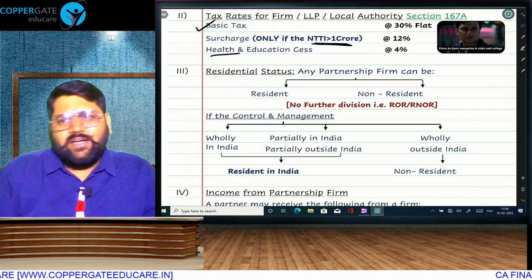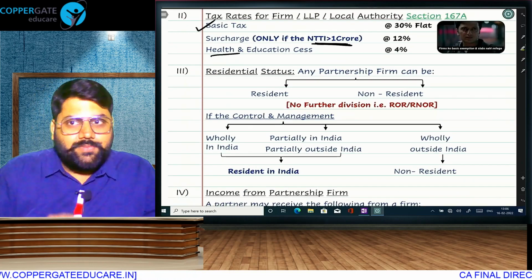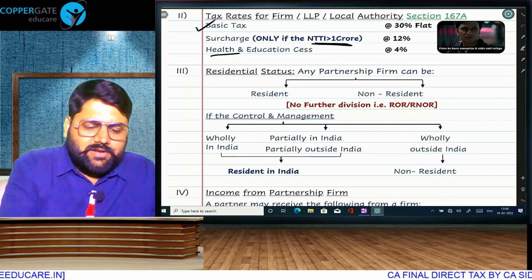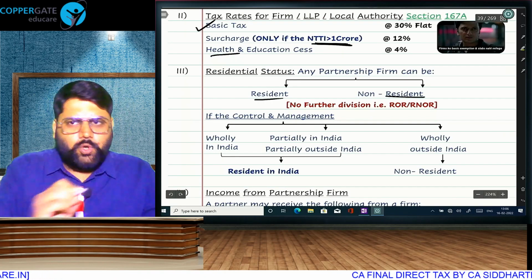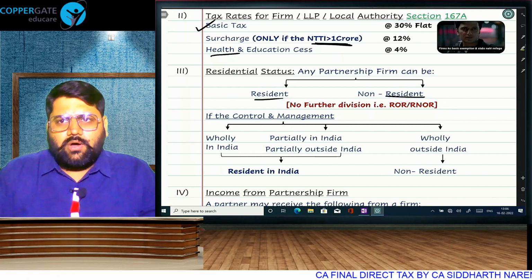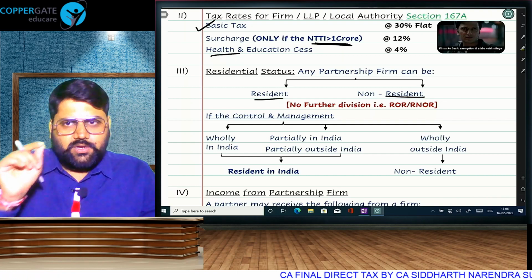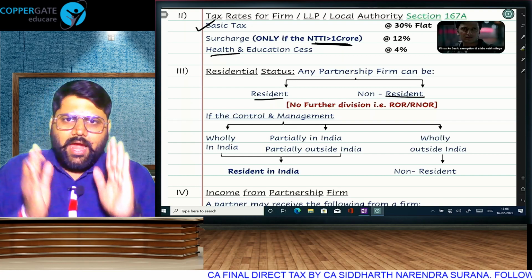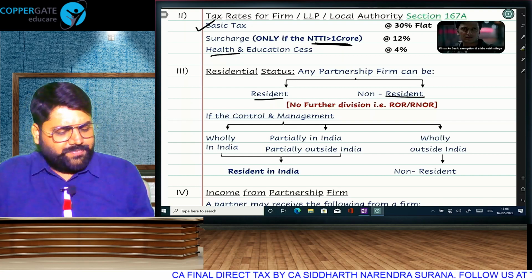Residential status, once upon a time it was not relevant, but now because of international tax, residential status will be relevant. A firm can be resident or non-resident. There is no further division into ROR or RNOR. That division is only for individual and HUF. So a firm will be resident or non-resident. That's it. And being an artificial person, there cannot be a number of days.